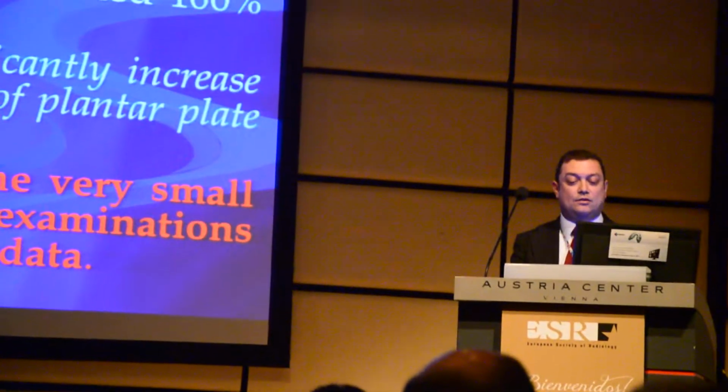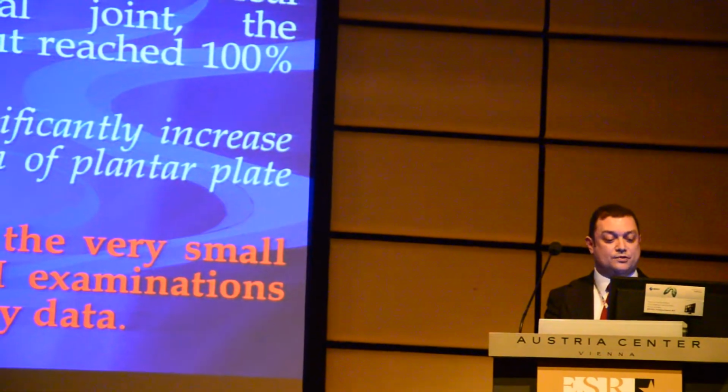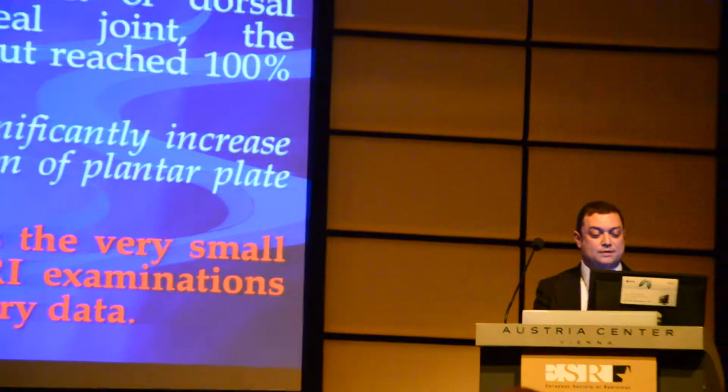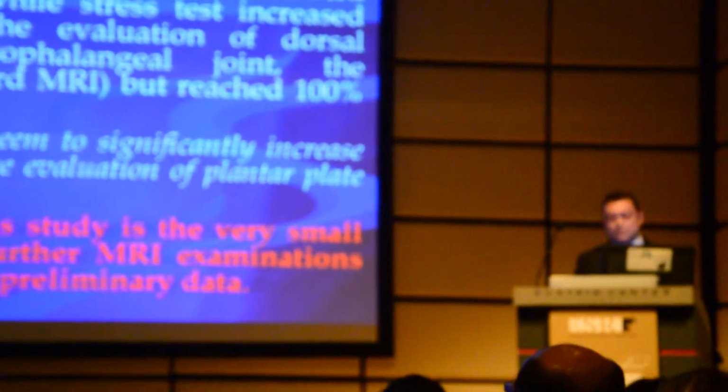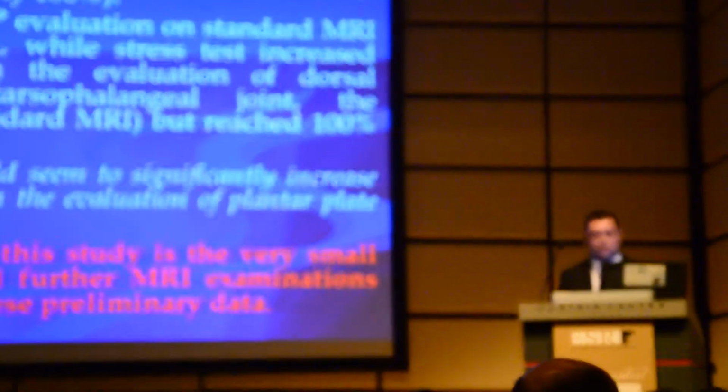In conclusion, standard MRI reported in asymptomatic patients specificity of 100% and high NPV, incremented by the stress test. In symptomatic patients, PP evaluation on standard MRI reported sensitivity of 80%, while stress test increased sensitivity to 100%. In the evaluation of dorsal subluxation of the metatarsophalangeal joint, the sensitivity was 60%, but reached 100% with stress test. Therefore, stress test would seem to significantly increase MRI diagnostic accuracy in the evaluation of plantar plate disease.